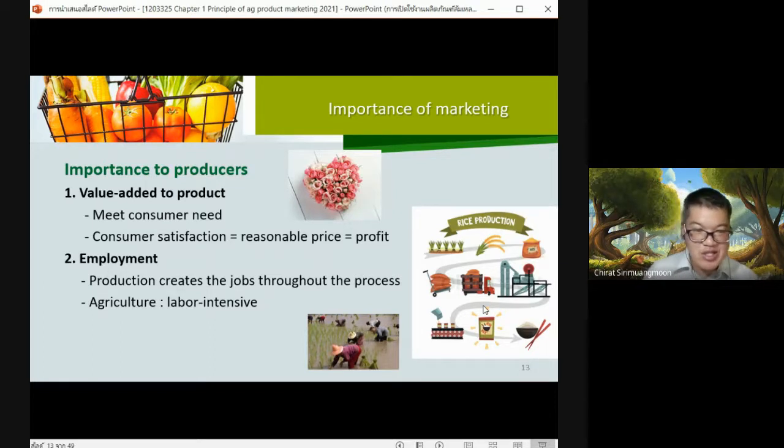And I just mentioned here, production creates jobs through the process. Especially for agricultural products, it's labor intensive, because in Thailand, we do not use machines a lot. In America, I have seen they use some machines for planting and harvesting. But in Thailand, we mainly use people. So that's the reason why, when products and marketing get involved on the producer side, you will have employment through the process.